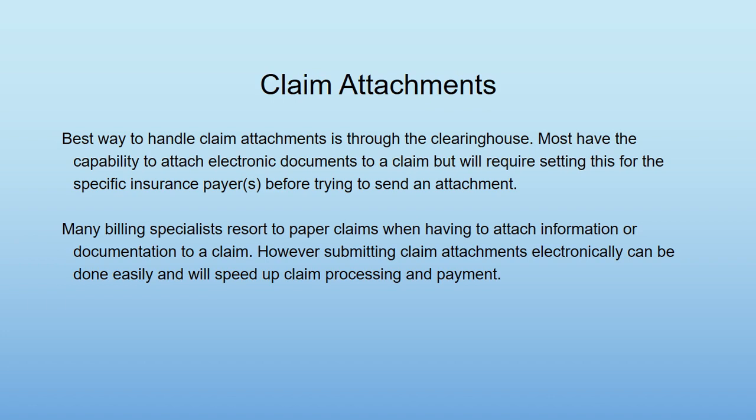Claim attachments. Probably the best way to handle claim attachments is through the clearinghouse also. Most of these have the capabilities to attach electronic documents, but you do have to be set up for this. It's a pretty simple process, but it's so much easier to send claim attachments electronically than to print out a paper claim file and attach all your paper documents and mail it in to an insurance payer. It's much more efficient to send them electronically, and they'll get paid faster too. So claim attachments are periodically needed to be sent with a claim, and I just wanted to go over that sending them electronically, typically through your clearinghouse, is the way to go.